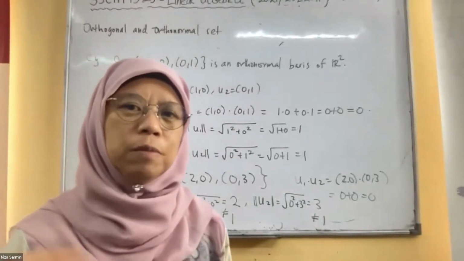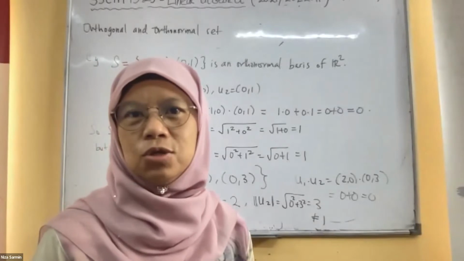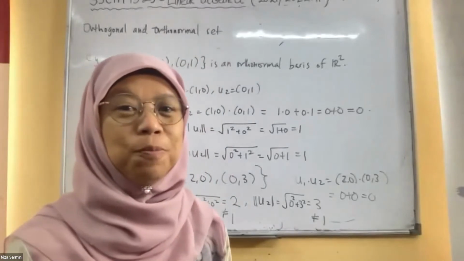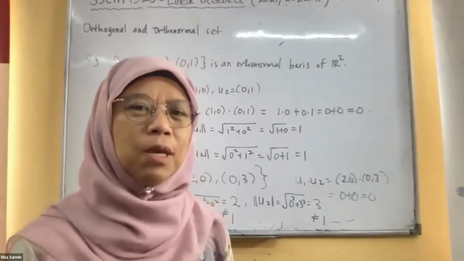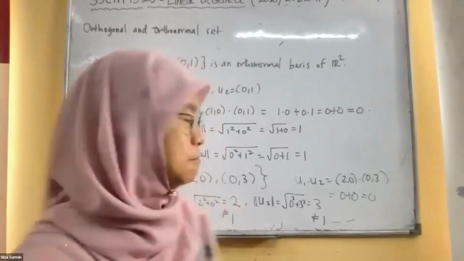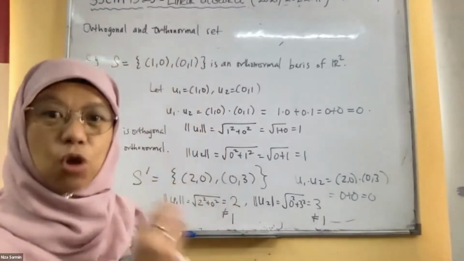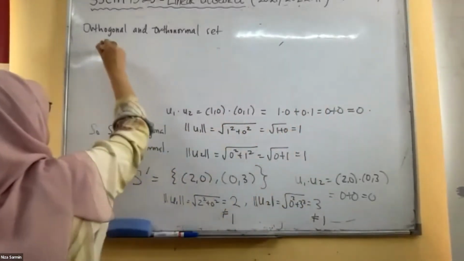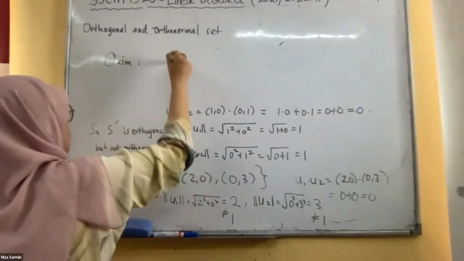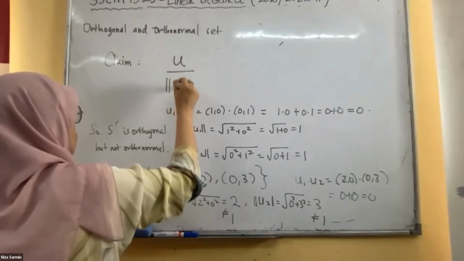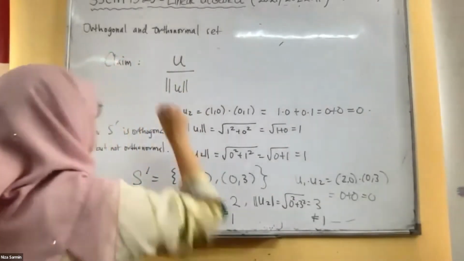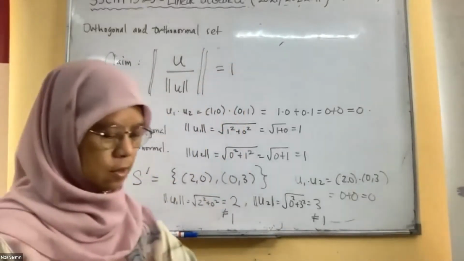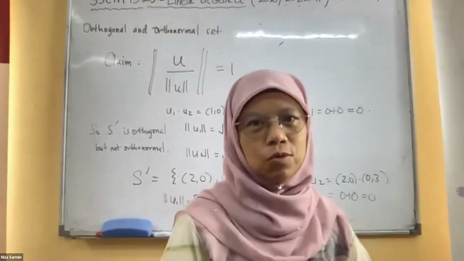So how do we make this set, if it is not orthonormal, to be orthonormal? To make an orthogonal set orthonormal is easy. You just divide by the norm. Okay, so I claim if you have a U, you divide by the norm, then this actually is equal to 1.